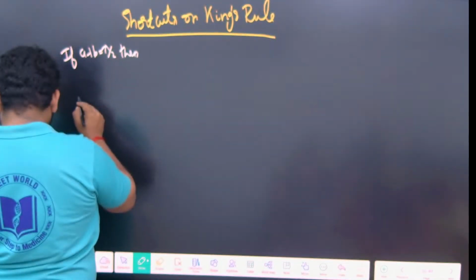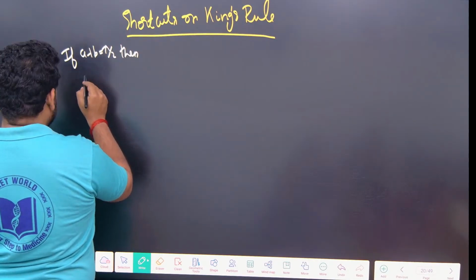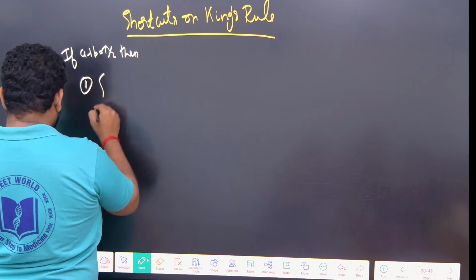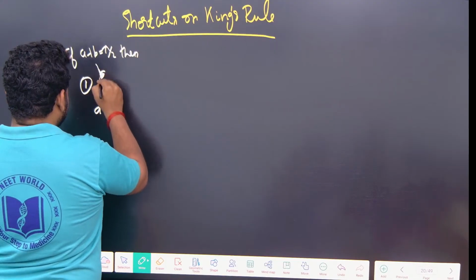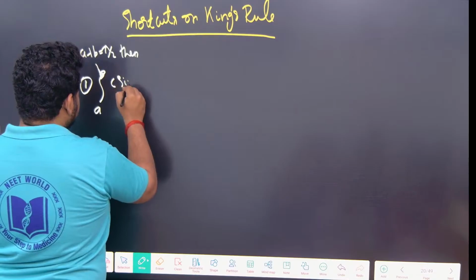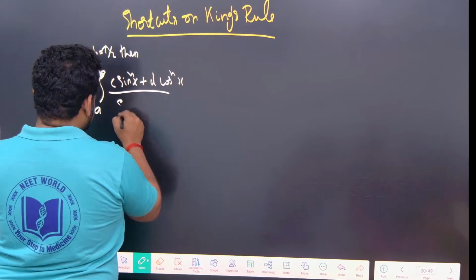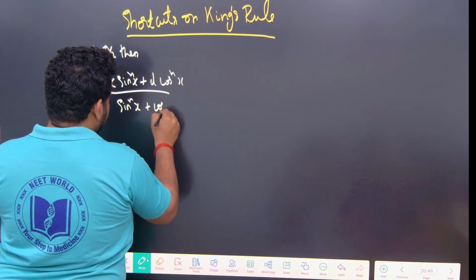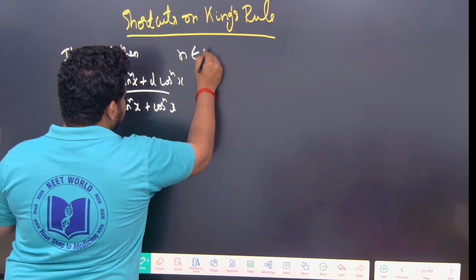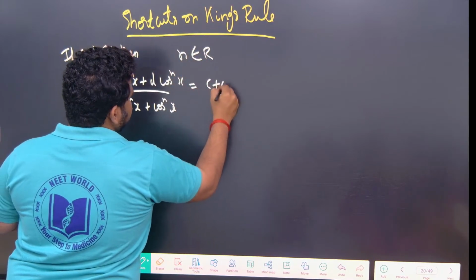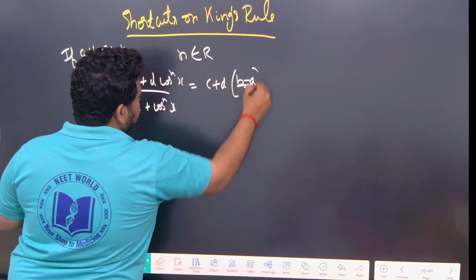Shortcuts and King's rule. So let us take up. First thing, if a plus b is equal to pi by 2, then this rule is applicable. Okay, first one, integral a to b of c sin power nx plus d cos power nx, divided by sin nx plus cos nx, where n belongs to any real numbers, is equal to c plus d into b minus a by 2.